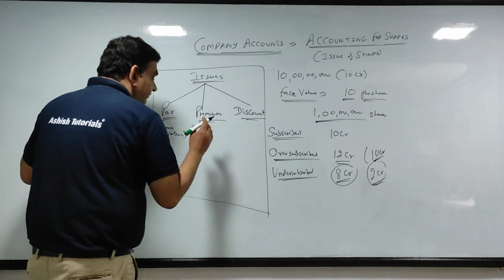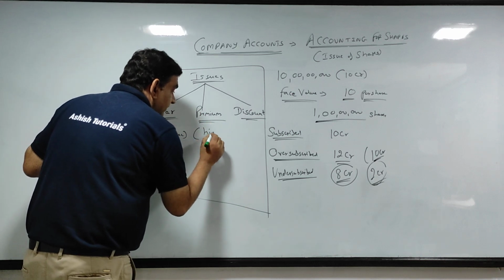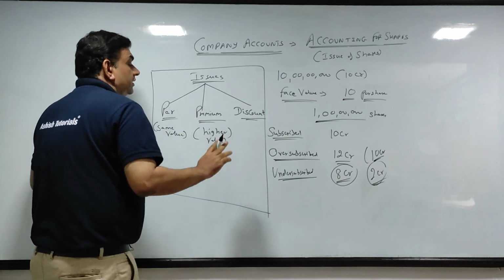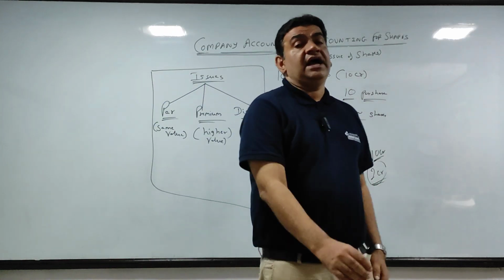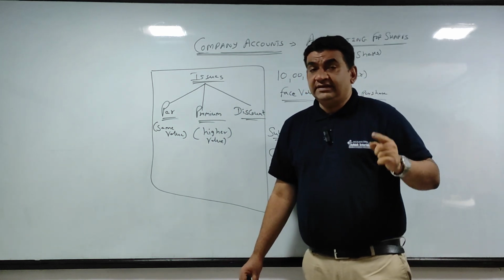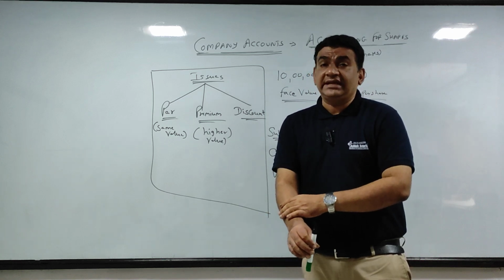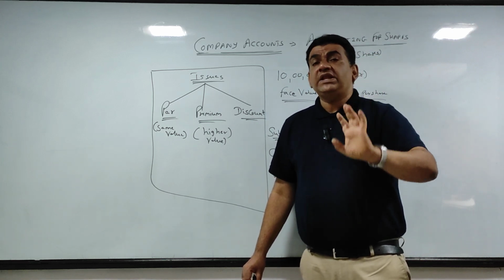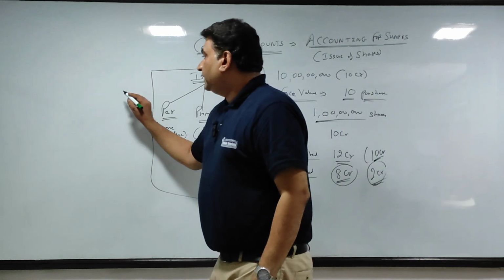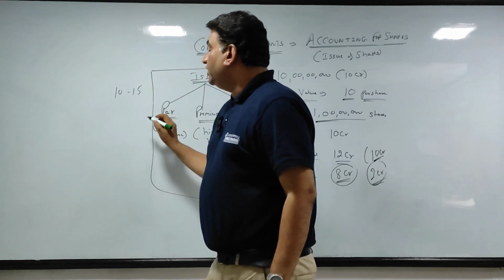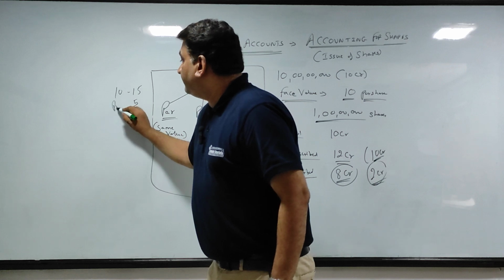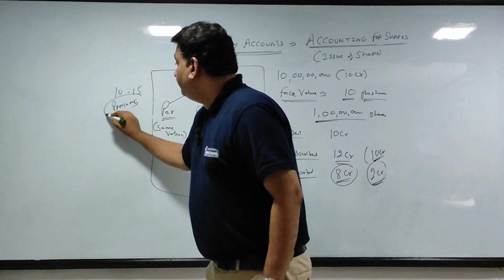Next is premium. Premium means issuing shares at a higher value. That means a 10 rupee share issued at 11, issued at 12, issued at 14, issued at 15. 10 रुपए का फेस वैल्यू है, you issue at a higher price. Now say for example, a 10 rupee share the company issues for 15 rupees, so over 10 how much did you get? 5 rupees. So this 5 rupees is called the amount of premium.